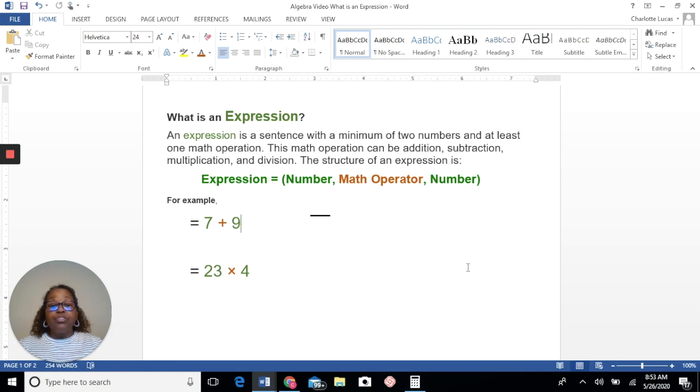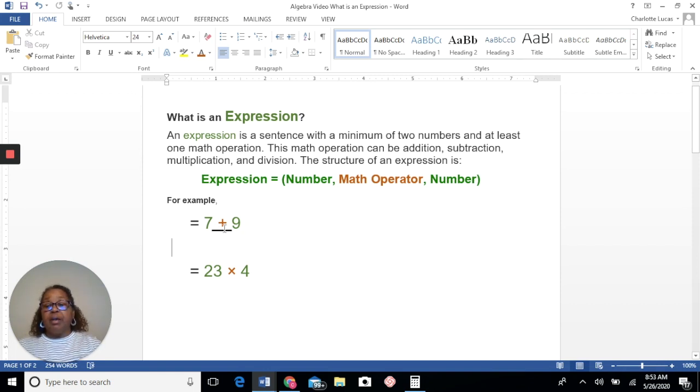The math operation can be addition, subtraction, multiplication, and division. The structure is this. The expression is a number, a math operator, and a number. So the expression has to have a number. It needs to have a math operator, addition, subtraction, multiplication, or division, and another number. That would make it an expression.